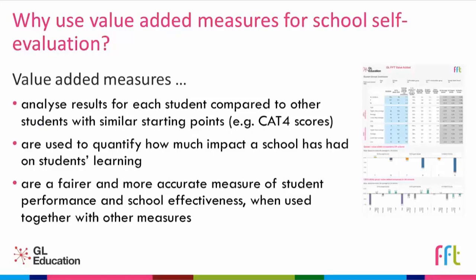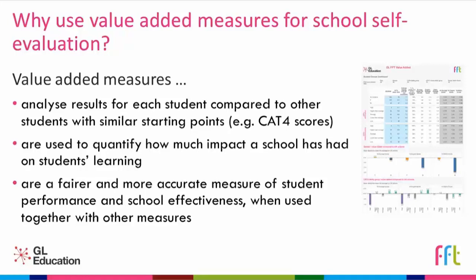Just to start, why is value added so important? Well, value added looks at the results for students and compares them to students that have similar starting points. So it's a fairer measure. We're looking at students that have the same starting point and then seeing how their outcomes in the IB diploma compare. And for the starting point for this service, we're using CAT4 scores. And we can then look at how much progress each student makes over the course of their IB diploma.